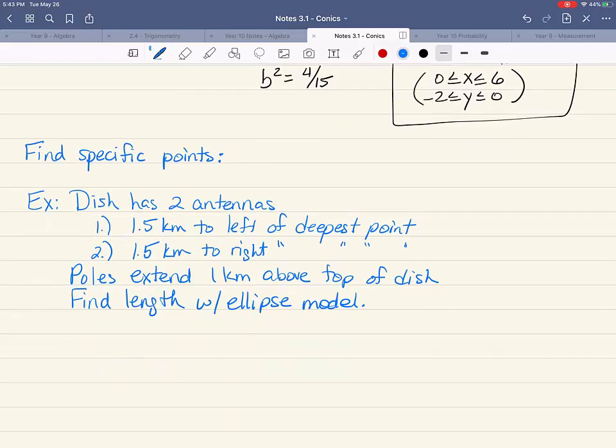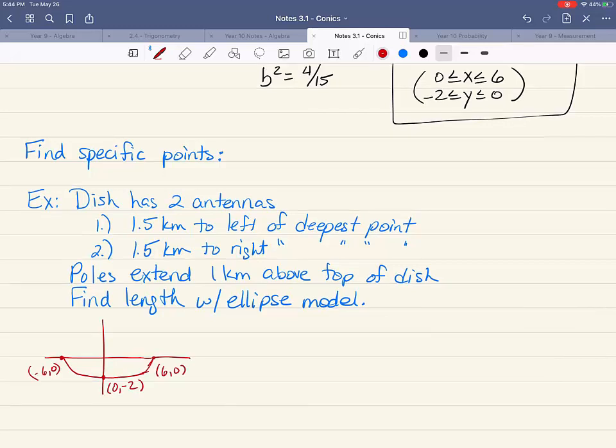All right, so now we're going to redraw this so we have a model to work with. We've drawn this like 6 times now, so I think we've got it down. It says that there are 2 antennas, 1.5 kilometers to the left of the deepest point, which means it's somewhere over here, and 1.5 kilometers to the right of the deepest point. Now, why did I make them go above the line? Because it says they extend 1 kilometer above the top of the dish. So I want to find the length of each pole.